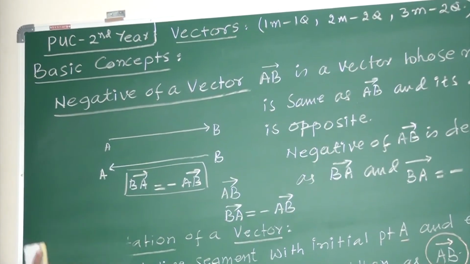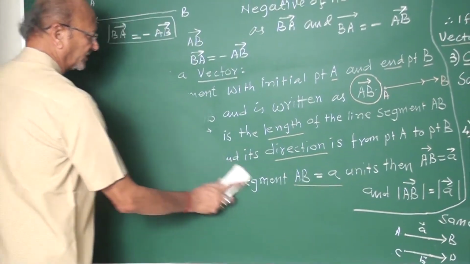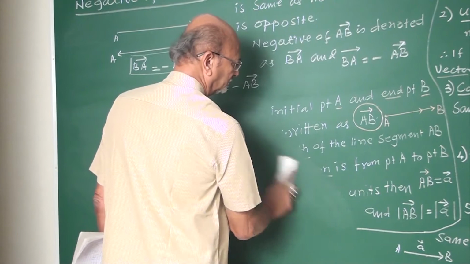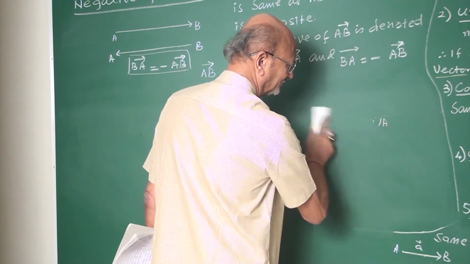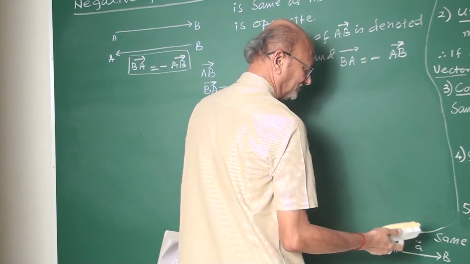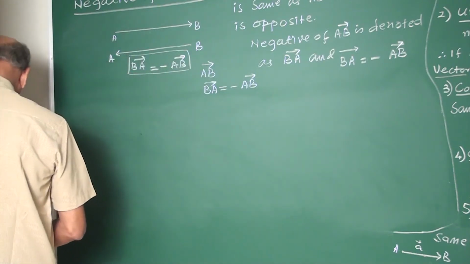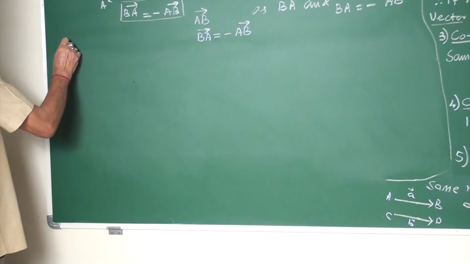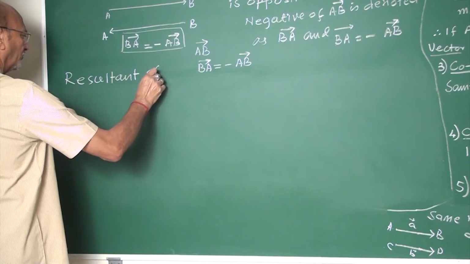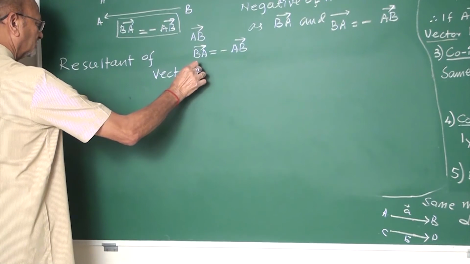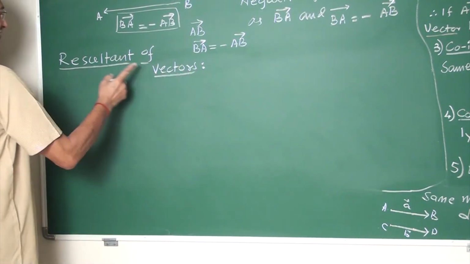Next comes, my friends, resultant of vectors. Next definition is resultant of vectors. It is called as resultant vector.